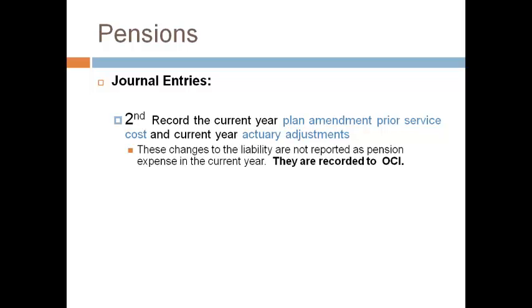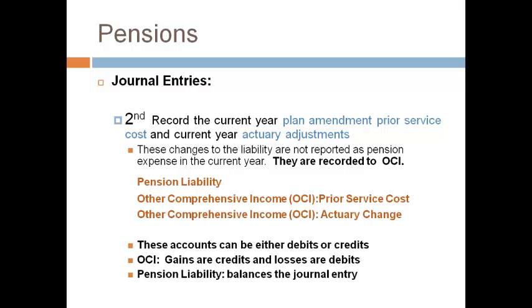Gains and losses from changes to the cumulative obligation are not reported on the income statement because the income statement reports the expense for a one-year period only. These gains or losses are reported in other comprehensive income as part of owner's equity, and a portion is moved to the income statement each year beginning with the next year.